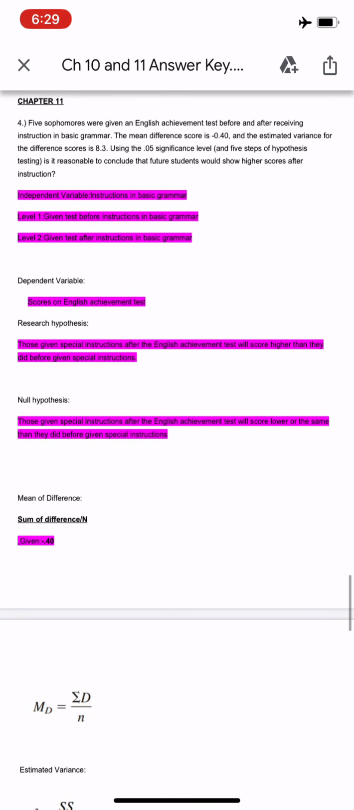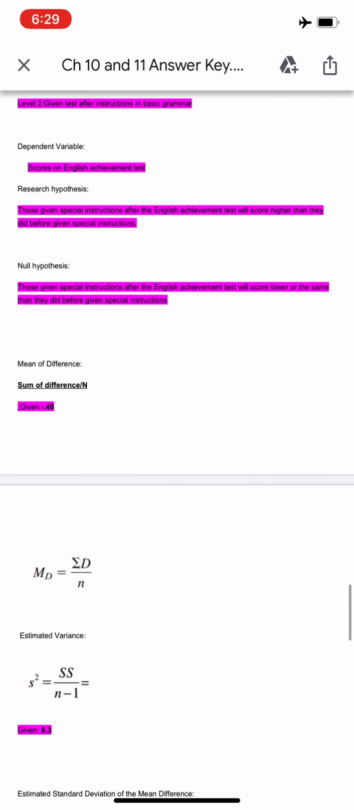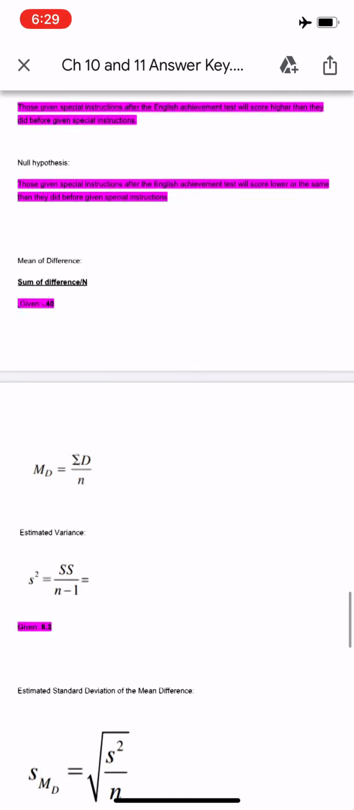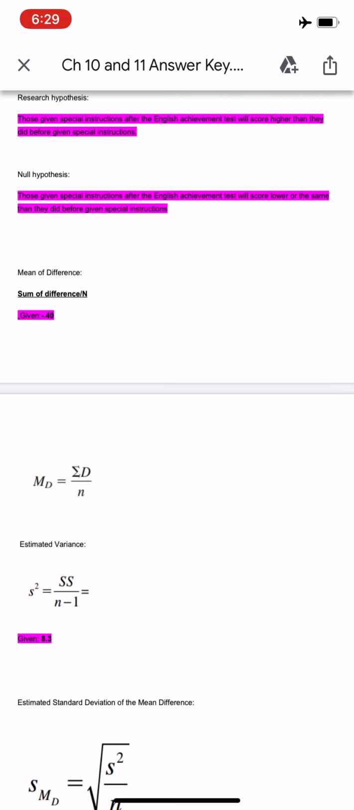We could skip the independent and dependent variables. Again, I'm sure you all understand that. And how it looks on your test is going to start with the research hypothesis or the null, either one. So what's the research hypothesis in this case? Those given special instructions after the English achievement test will score higher than they did before given special instructions. The null: those given special instructions after the English achievement test will score lower or the same than they did before given special instructions. Again, it's a directional hypothesis, so the null must state the opposite or the same.